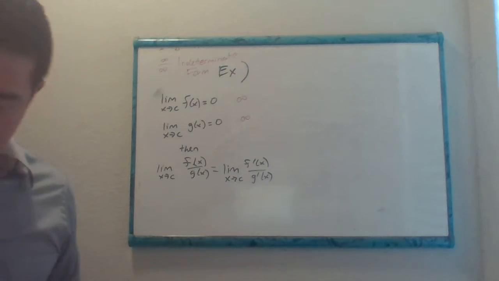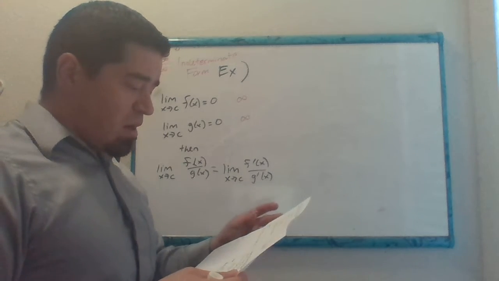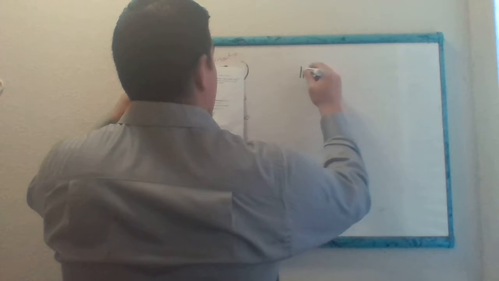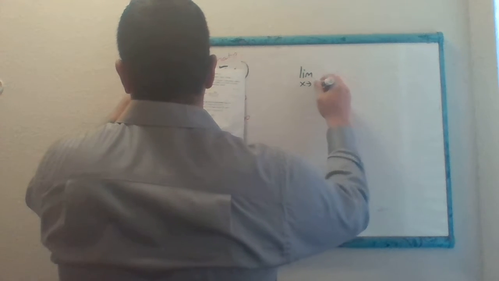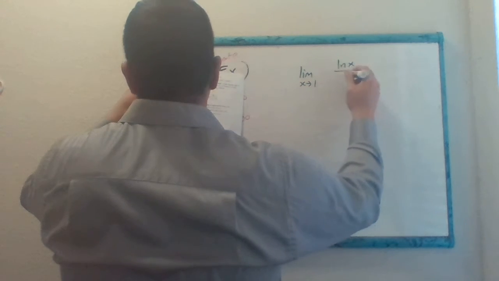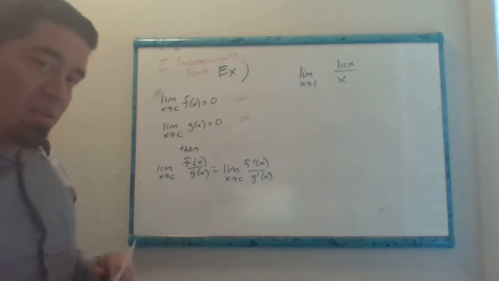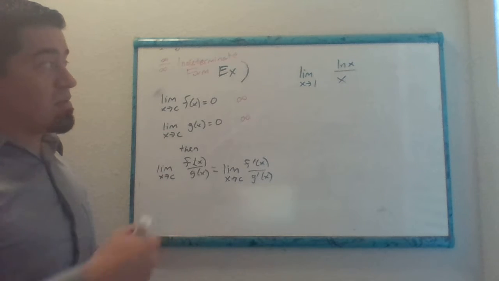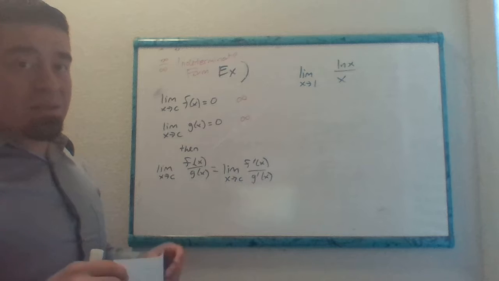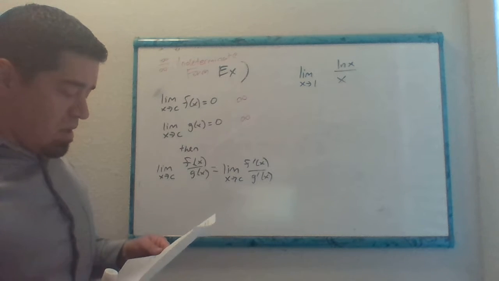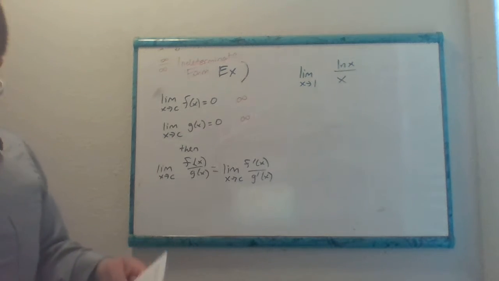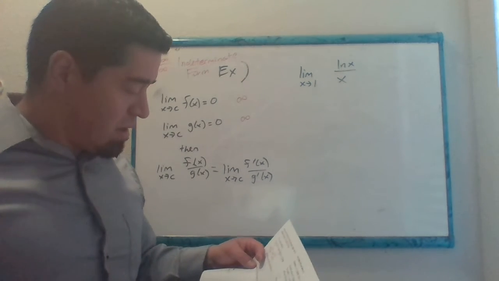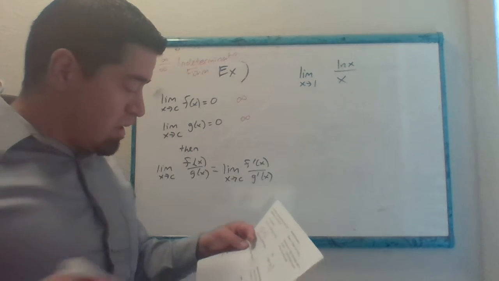So let's try to evaluate the limit as x approaches 1 of ln x over x. Okay, and this would be one of those times in class I'd say, okay, go ahead and try it. Take the limit of the top, see if it gives you 0. Take the limit of the bottom, see if it gives you 0, and then work it out from there. But actually, I think I might have made a question that's just to throw it out there.